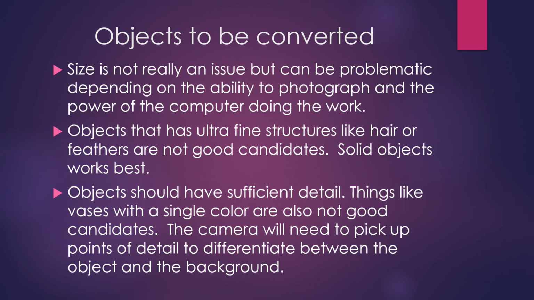Objects should also have sufficient detail. Things like vases with a single color are not good candidates. It's very hard for the photogrammetry software to pick up the differences as the model rotates. The camera needs to pick up points of detail to differentiate between the object and the background.